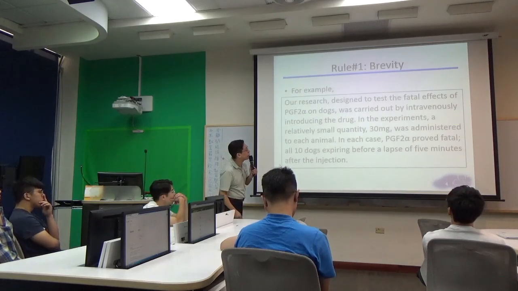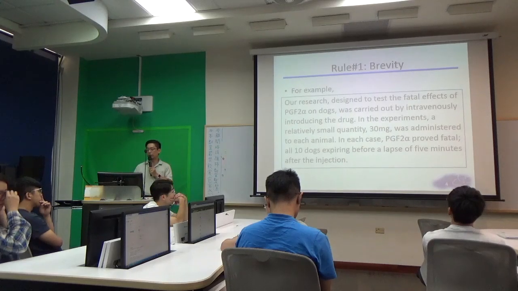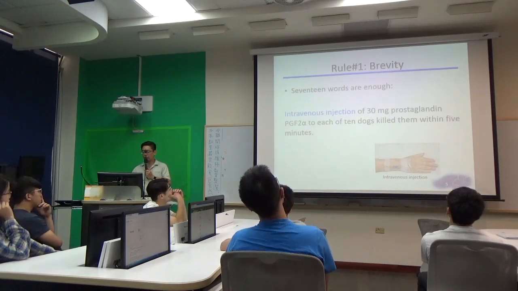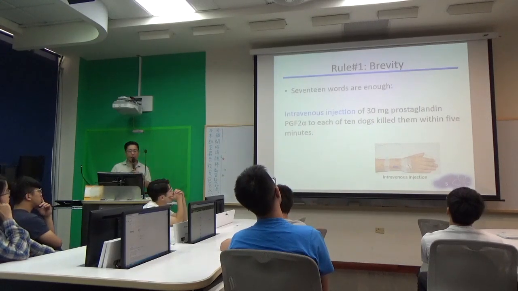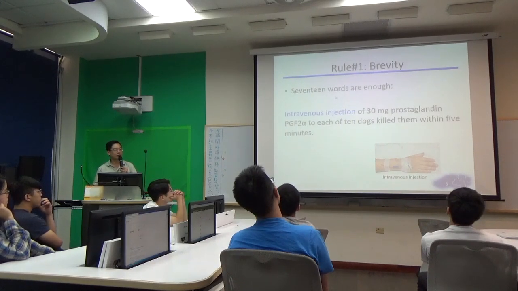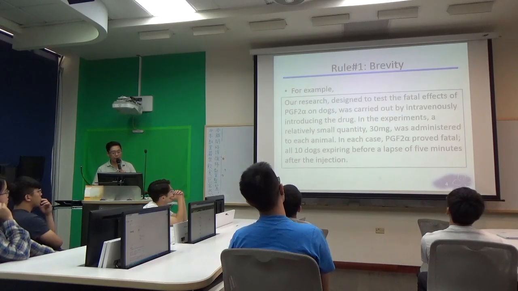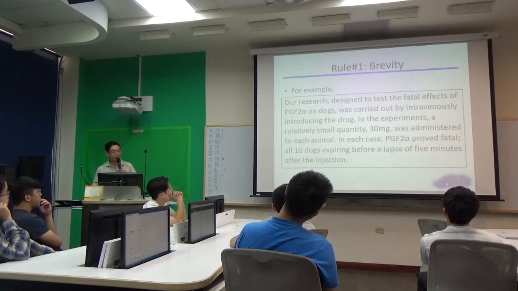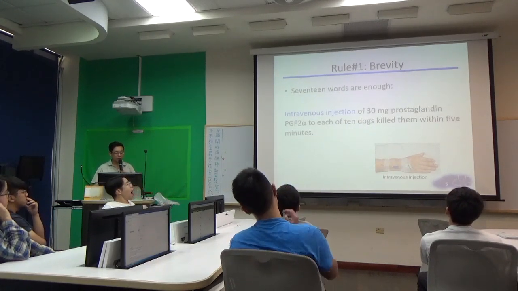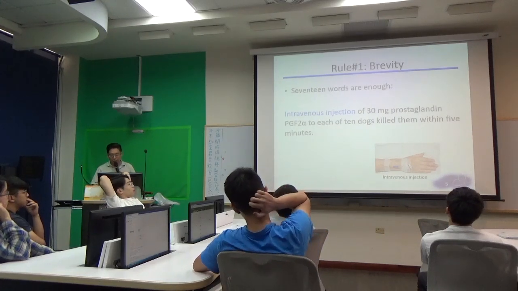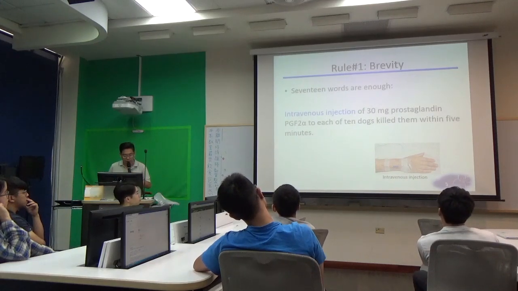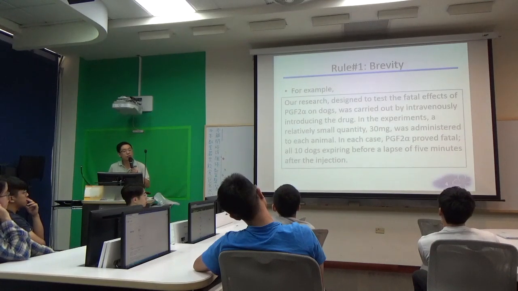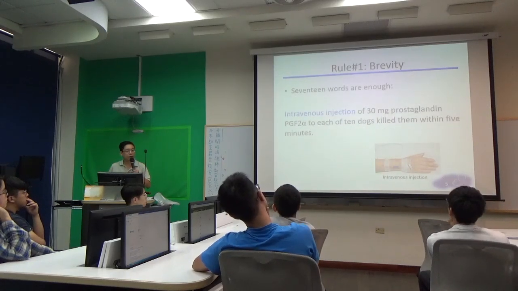Okay, this is an activity we will do later. After we apply brevity, what can we see? There are only 70 words. Actually, you don't need to waste your time on this article. There is only one idea: intravenous injection of 30 milligrams of prostaglandin PGF2 alpha to each of 10 dogs kills them within 5 minutes. Okay, those are the same articles, but if you know brevity, you can delete those words that are not necessary.